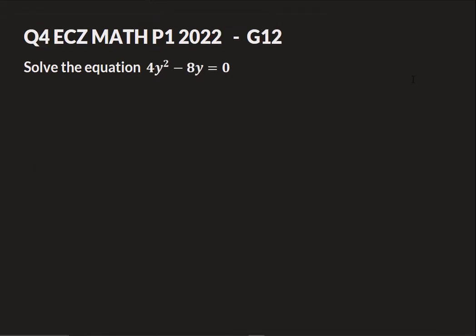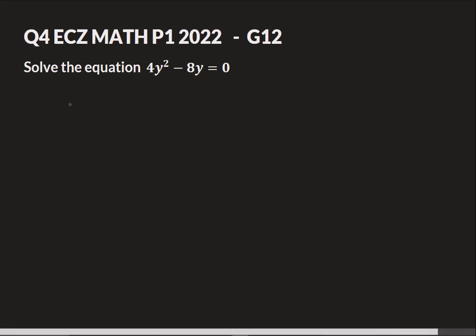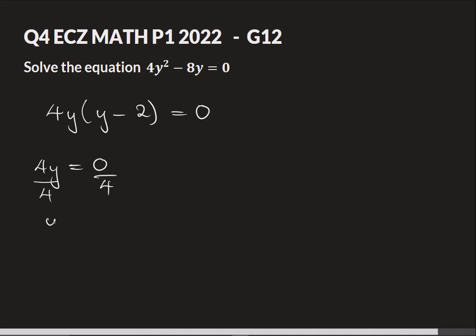Here we have another similar question. It's just to cement what we've talked about. We have a 4, we have an 8. 4 can go into 8, so we can factor out a 4 and a y, leaving us with y minus 2, which is equal to 0. So we equate 4y to 0, divide both sides by 4. 0 divided by 4 is possible, so y is equal to 0. And then we also equate y minus 2 to 0.